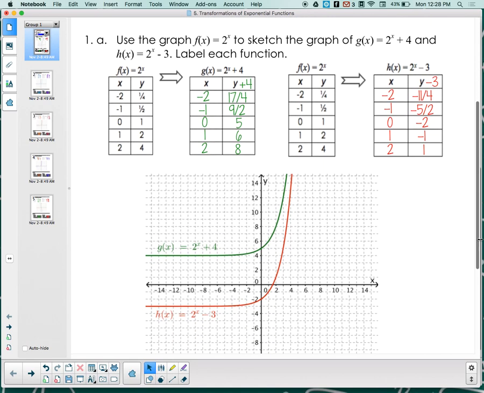These are the values I got for y. We're taking y and subtracting 3. So a quarter minus 3 is negative 11 over 4. A half minus 3 was negative 5 over 2. 1 minus 3, negative 2. 2 minus 3, negative 1, and so on.